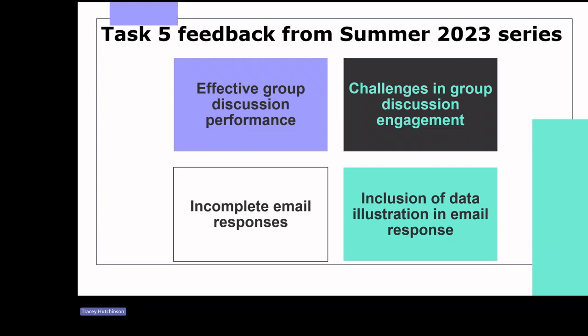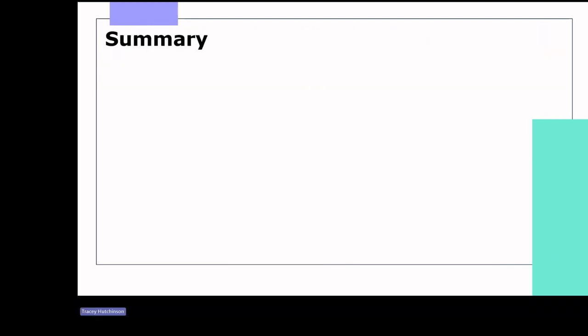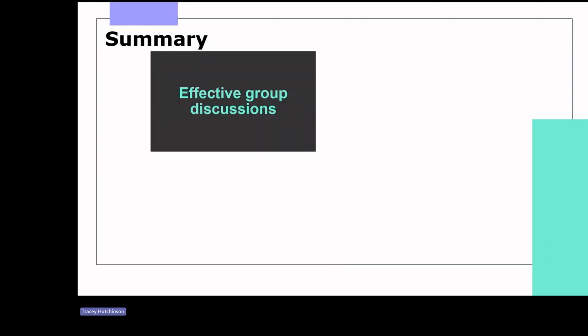The highest marks were achieved when a student's responses included data from their analysis to illustrate a solution. So in summary, Task 5 of the Science Core ESP underscores the importance of effective group discussion performance. Students generally performed well in this task, demonstrating effective participation in group discussions.